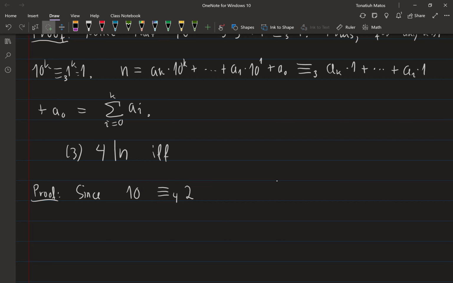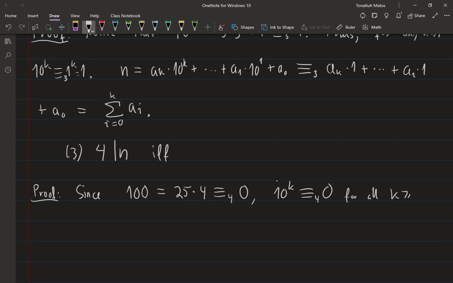But if you go a little higher, 100 is of course divisible by 4 because it is 25 times 4, right? So let's write this just to be as clear as possible. 25 times 4. 4 is of course 0 mod 4, so therefore 25 times 4, or times 0, must also be 0. So 100 is divisible by 4. And that means that 10 to the k must be 0 for all k bigger or equal to 2, right? Because 0 to the kth power is, of course, still 0.